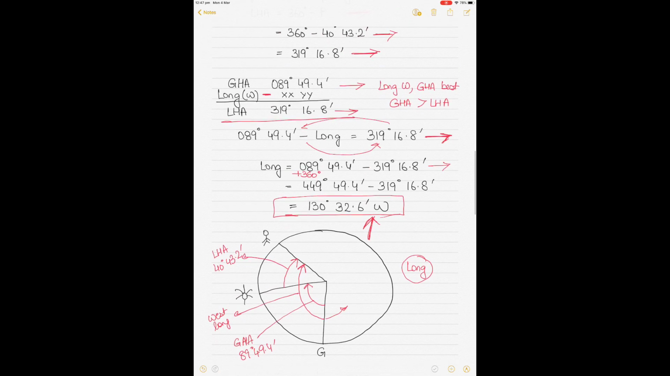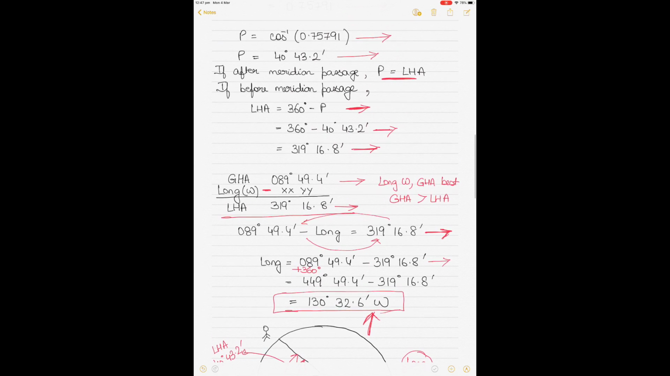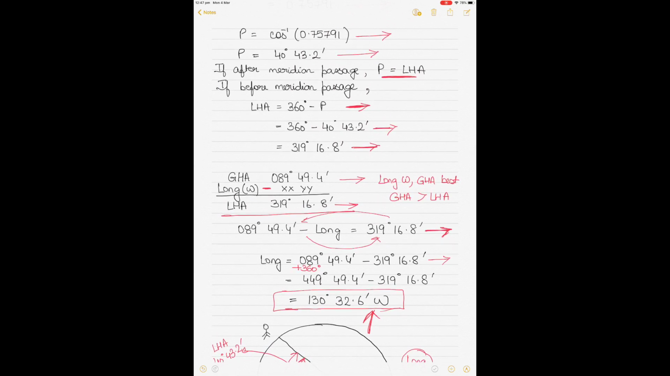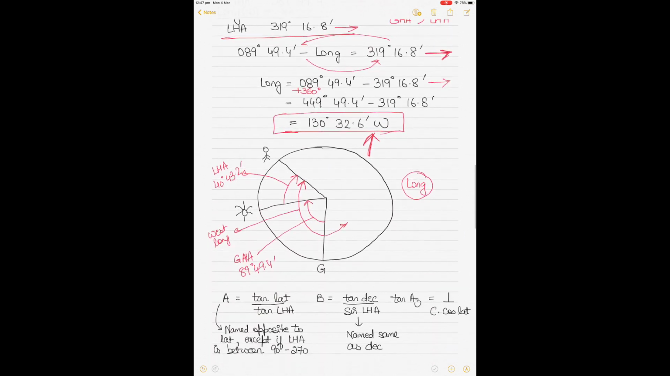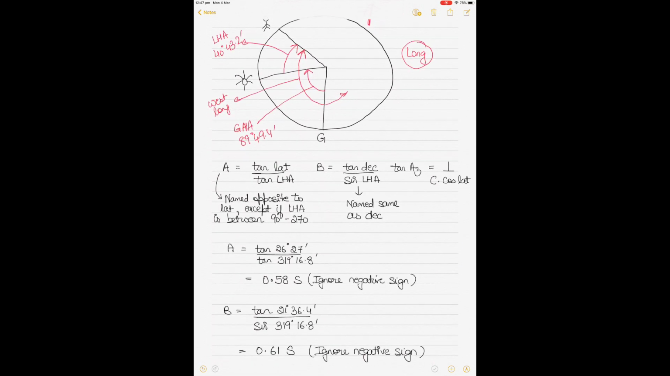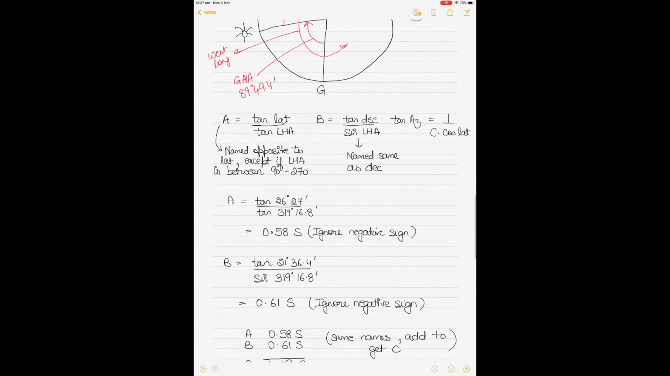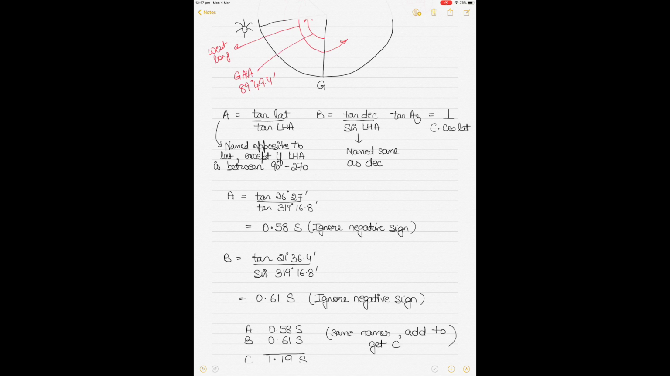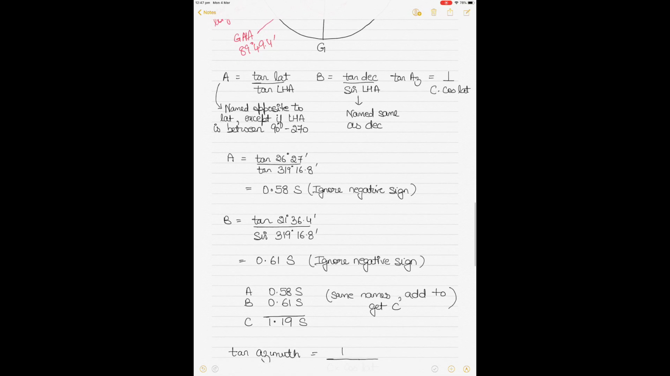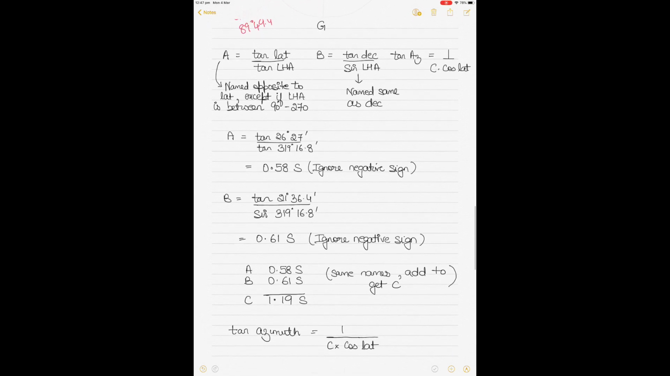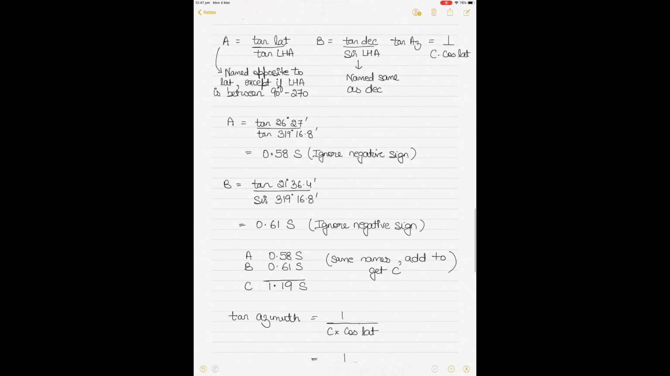If you are confused with the value of P and you don't know what to do, there are two ways you can use it. I have shown you both the ways. Use the one in which you are comfortable. You can use the concepts if you understand them, or you can use the rule of thumb of before meridian passage and after meridian passage, whatever works for you. Watch this again if it's not very clear to you.